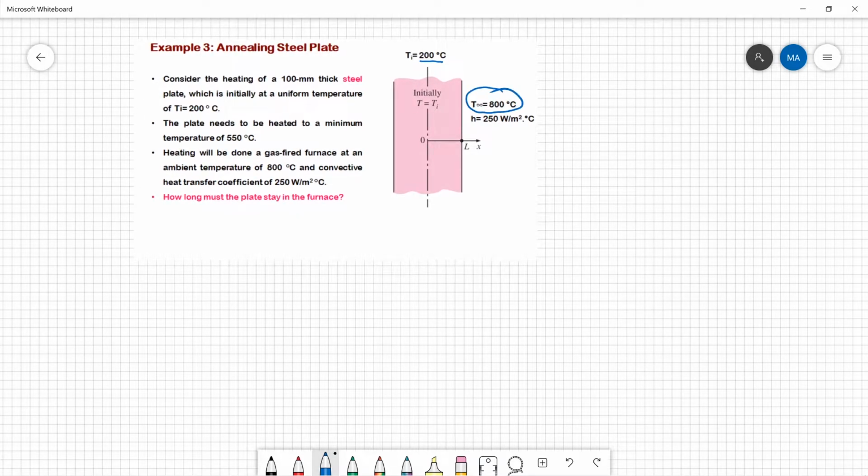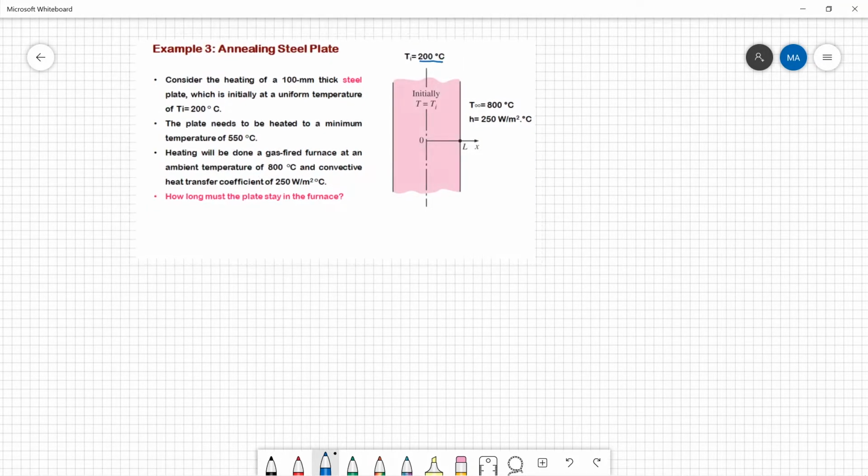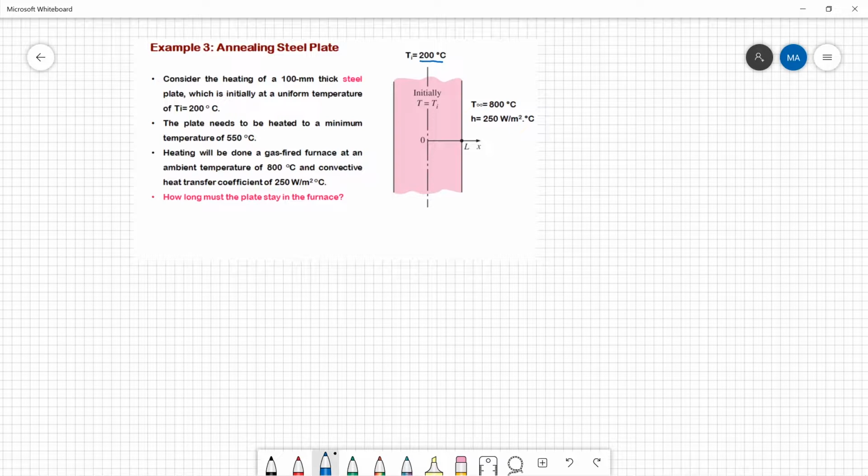Okay, let's take a look at this problem. This problem deals with annealing of a steel plate. A steel plate, which is initially at 200 degrees Celsius, is placed inside a hot furnace, which contains gases at 800 degrees Celsius. And these gases lead to a convective heat transfer coefficient of 250 watt per meter square per Celsius.